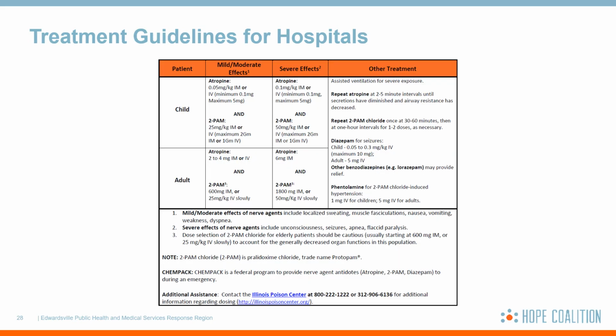Treatment guidelines for hospitals. This table shows the guidelines for both adult and children's treatment in the hospital setting. These treatments are based on the effects that the patient is experiencing. They can be mild and moderate or severe. Please note the instructions for additional assistance to contact the Illinois Poison Center at 800-222-1222. This is helpful if the nerve agent is known.